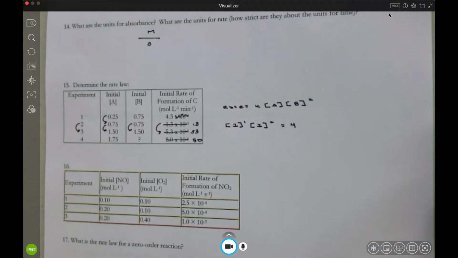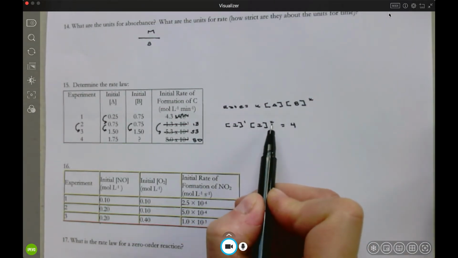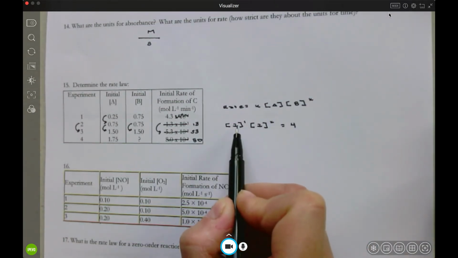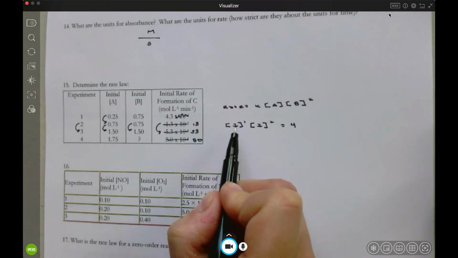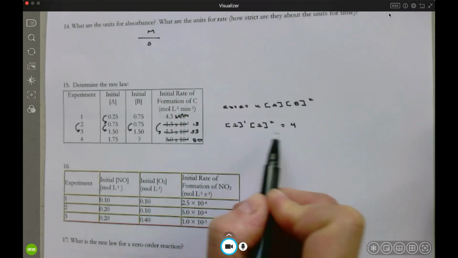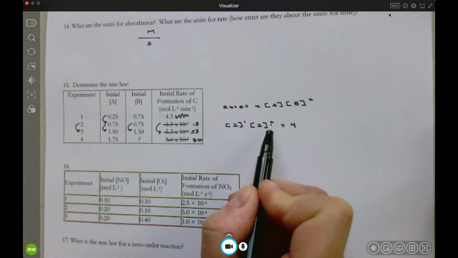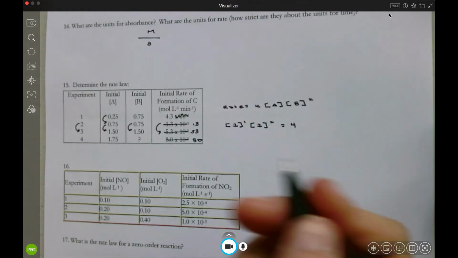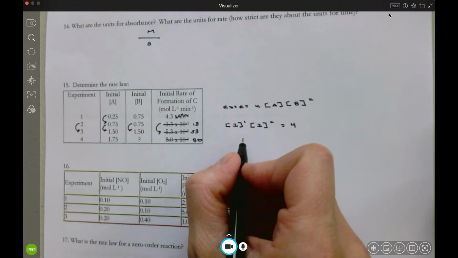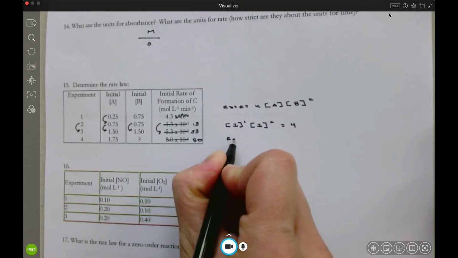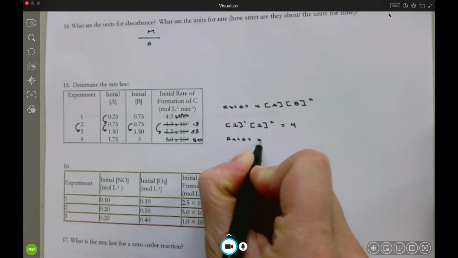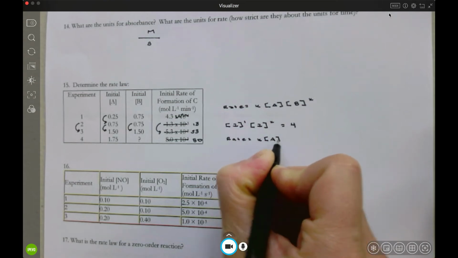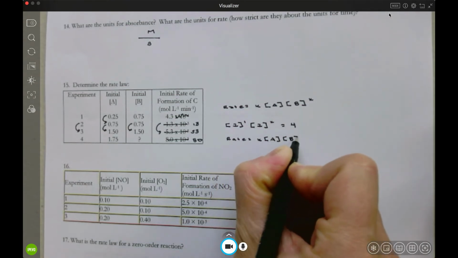So this forces you to figure out the order of B without A staying the same. Well, since A is doubling, just look at the basic math here. What would the order of B have to be in order for the rate to quadruple? Well, B is also going to have to be first order. So my rate, therefore, is k times A times B, which is first order.